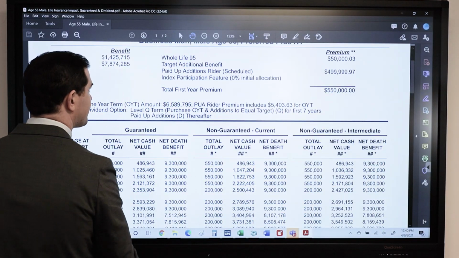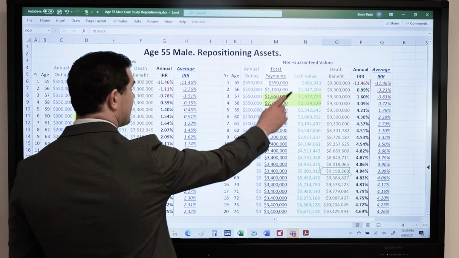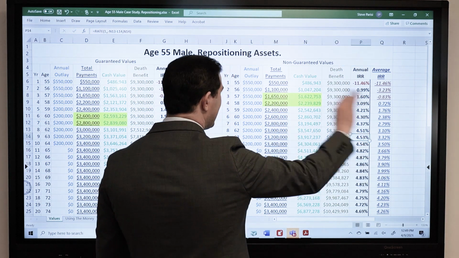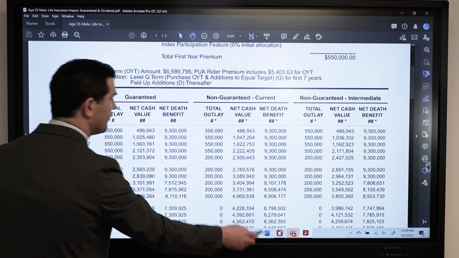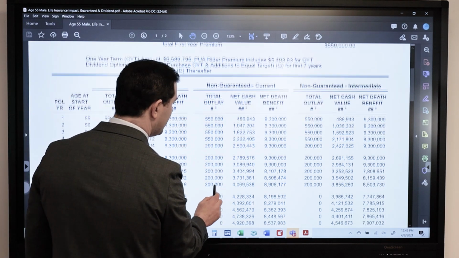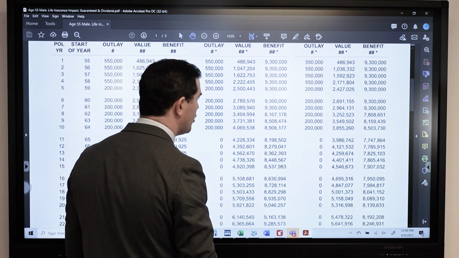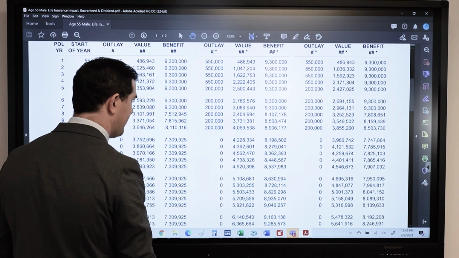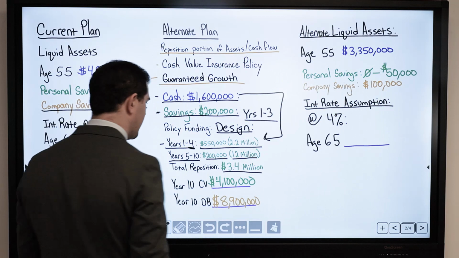Let's take a look here. If we go back to that Excel chart, this guy displays an aggressive crediting rate using an indexed feature. Let's not look at that. If we go back to the illustration, I'm going to take more of a middle of the road example with the current dividend rate here. So year 10, I've got just 4.07. We're going to round up to 4.1 million and 8.9 million in death benefit. 4.1, 8.9. There we go.